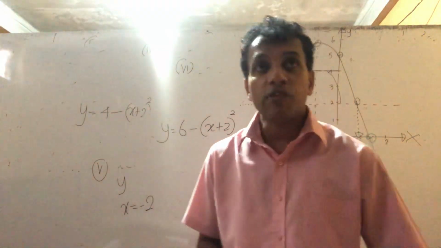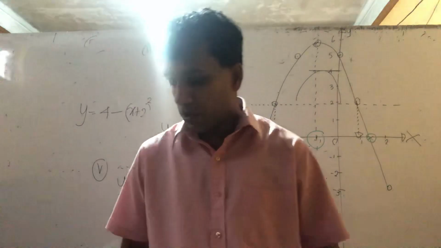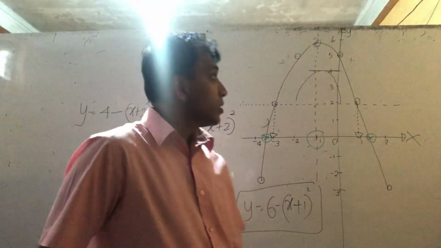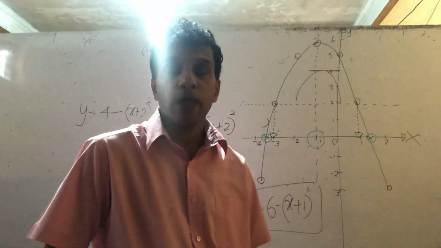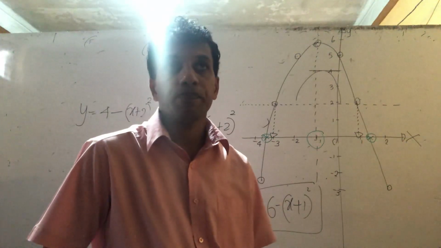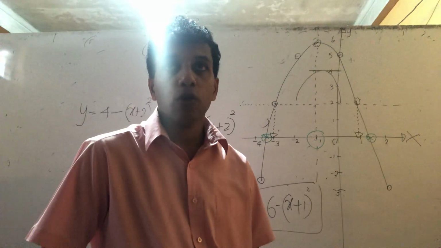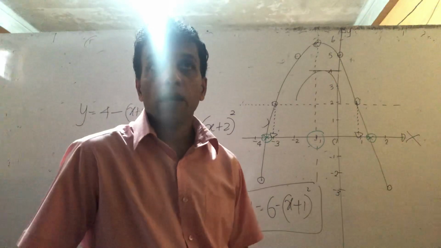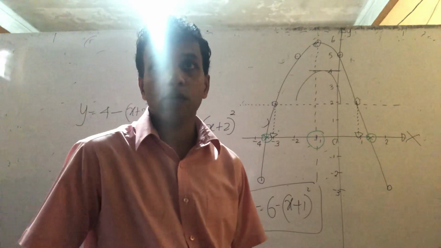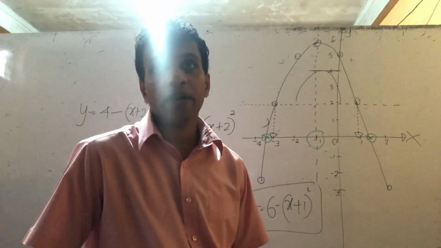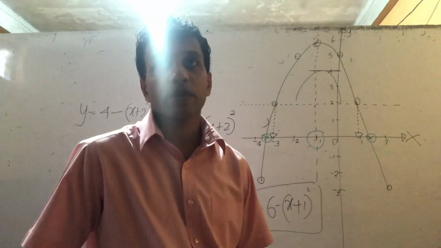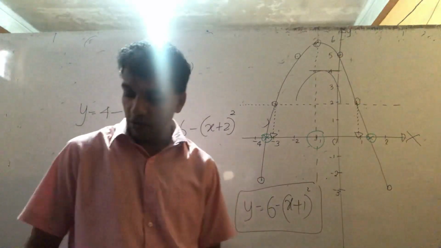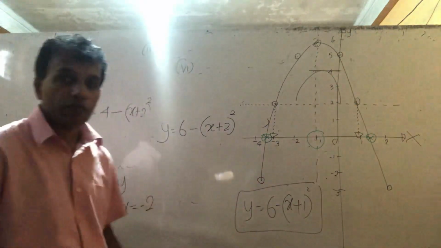Right, this part: if the above drawn graph is transformed by 180 degrees, find the equation of the new graph.